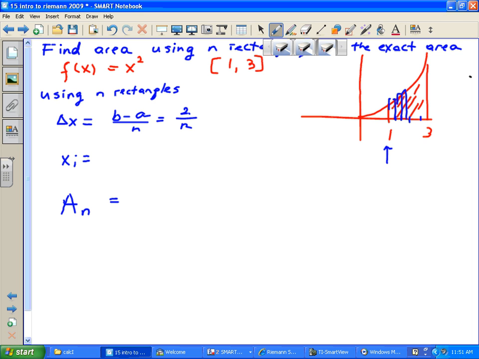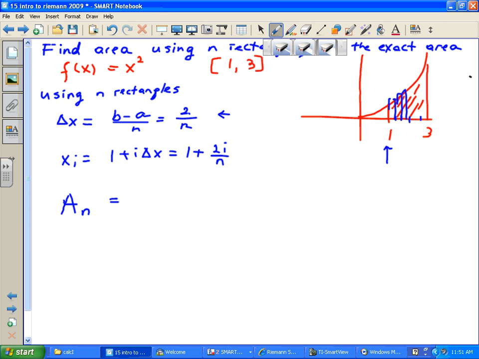Okay, now let's write the partition points. You must start at 1, that's the left-hand side of the interval, plus i times delta x. You keep incrementing it one base at a time. So this will be 1 plus, since delta x is 2 over n, 1 plus 2i over n.